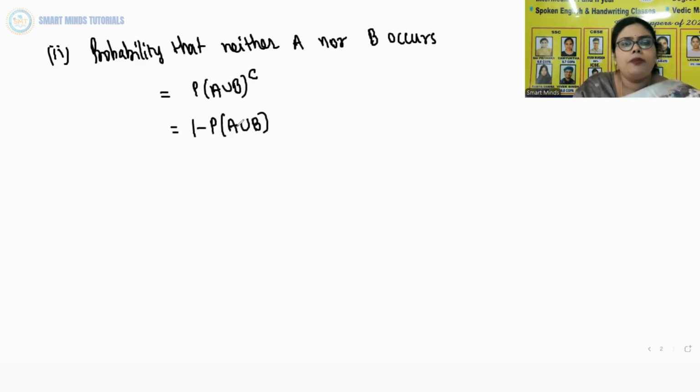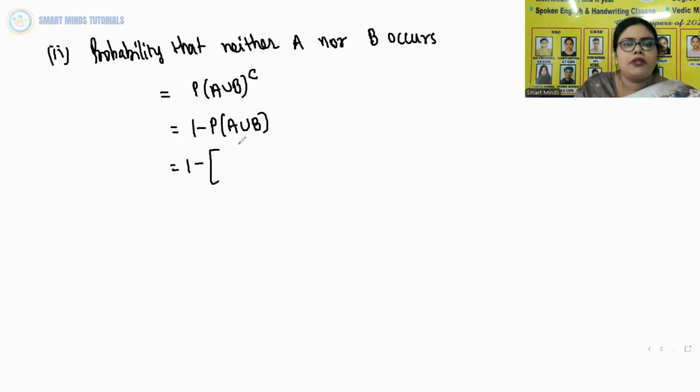Now the second bit is we need to find the probability that neither A nor B occurs. So probability that neither A nor B occurs. I already told you or means union. So nor means P of A union B whole complement. Okay. So that is 1 minus P of A union B. But we don't know what is A union B. We know P of A, we know P of B, we know P of A intersection B. So we will use addition theorem here.